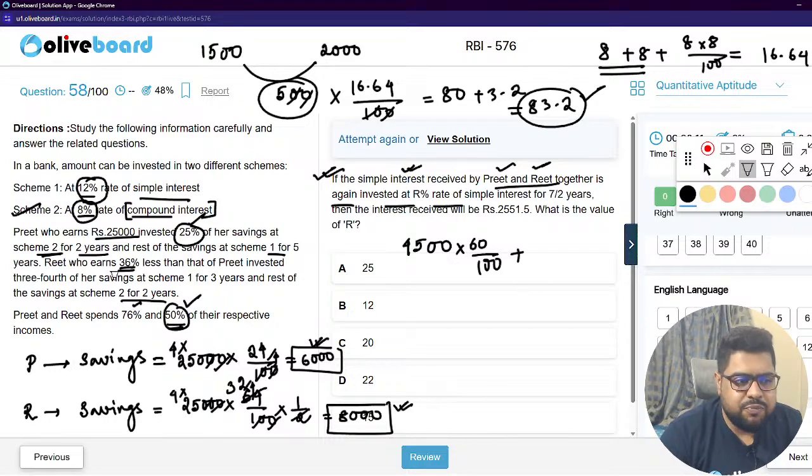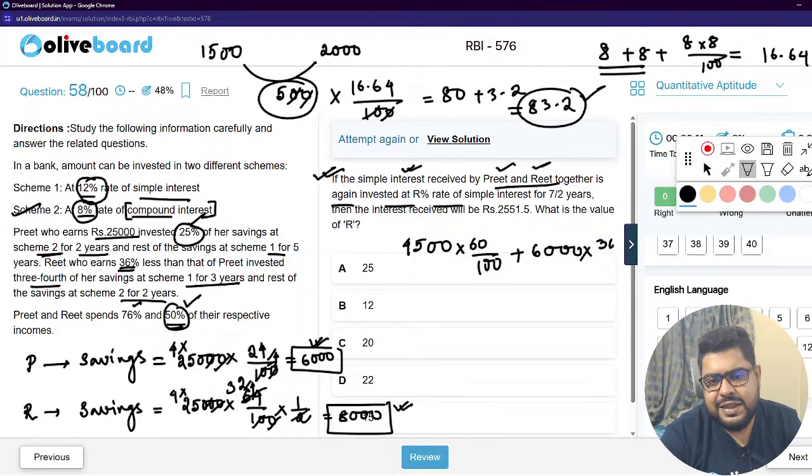Plus, Reet invested 3/4 of her savings. 3/4 means 6,000. Acha. In scheme 1 for 3 years. 1 year 12%. 3 years 36%. Correct?